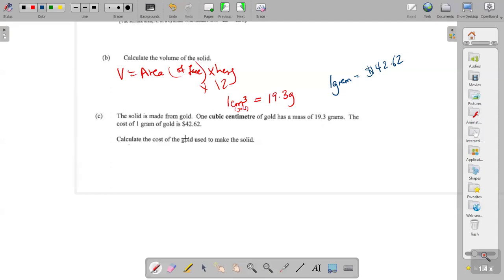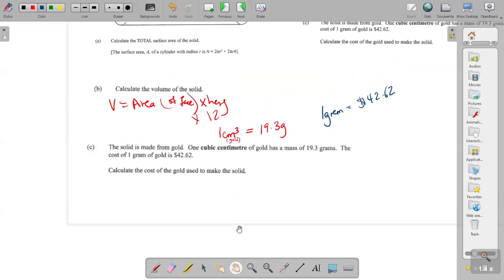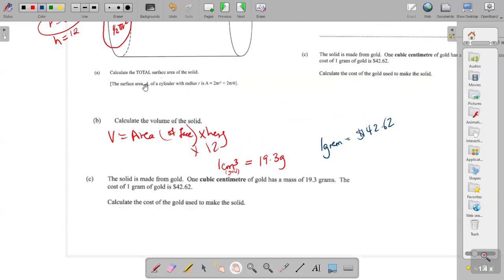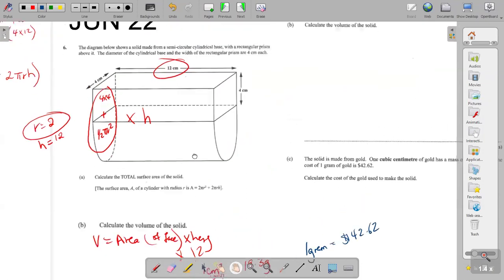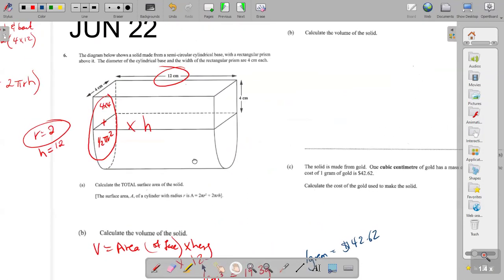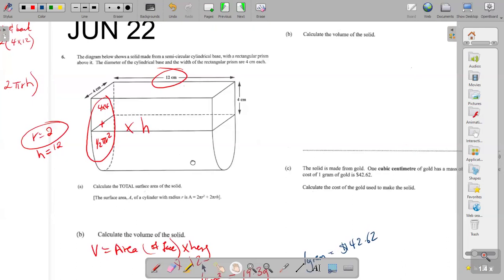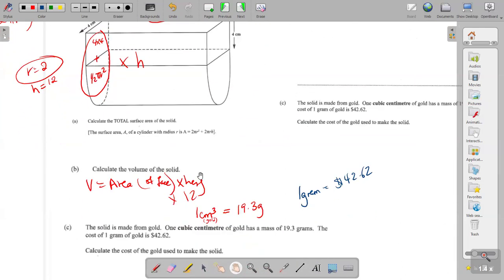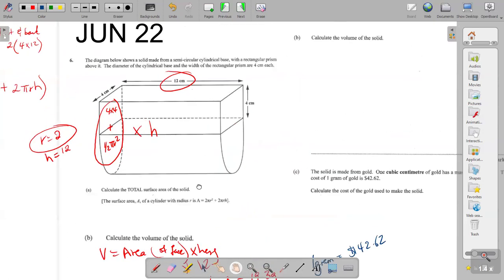All right, calculate the cost of gold used to make the solid. Anybody realize what's going on here now? Didn't we just calculate the volume of the shape? So what do you think you got to use in the answer? No, we don't have a number. So let's just make up a number for now. Let's say 25. Let's say our answer is 25.